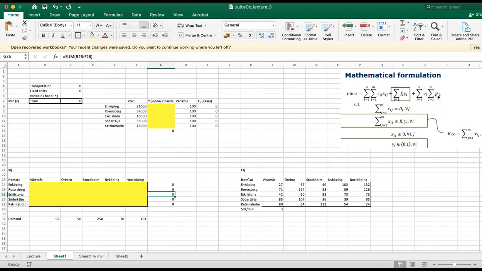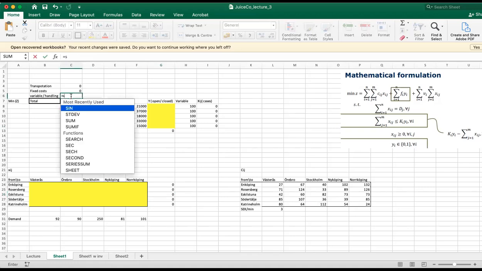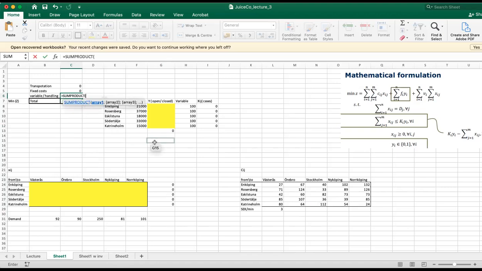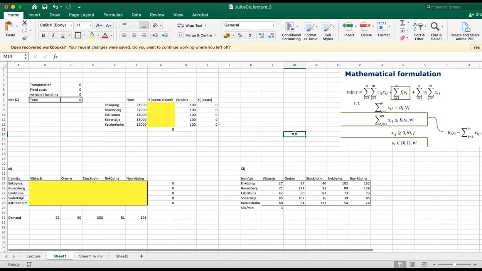Why don't we also insert it in the algorithm? So it will be equal to the sumproduct of the variable cost multiplied by the total cases here, and say okay. So if you click here, you should have that, and if you click here, you have all the sum. So now we have all the costs inserted.